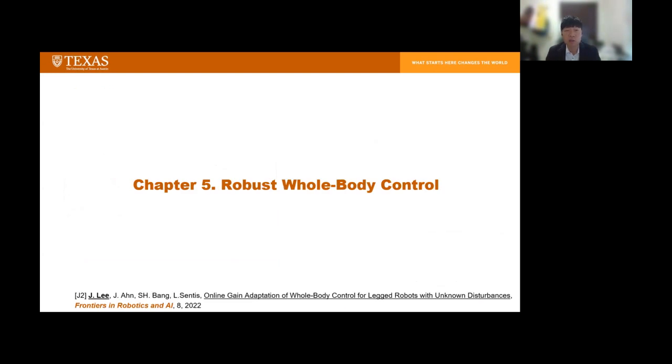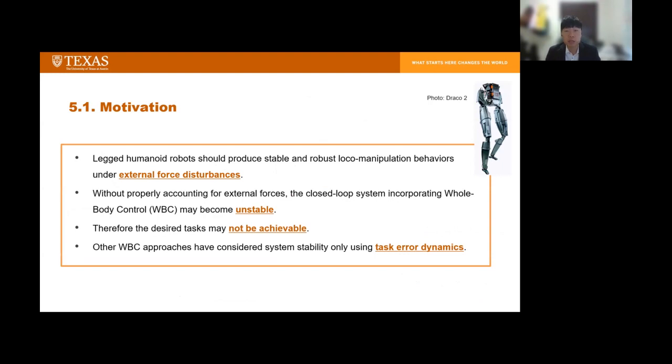The next topic is robust whole body control of bipedal robots, of course, under some unknown disturbances. Draco 2 has very small feet and not that strong ankle actuation. So it is hard to keep the balance with double support under unknown disturbances. I have experienced that the ankle joint sometimes generates some oscillatory behavior and easily falls down when I push the torso of the robot. Therefore, we create a more robust whole body control approach against this kind of external perturbation as an extension of our previous control studies.